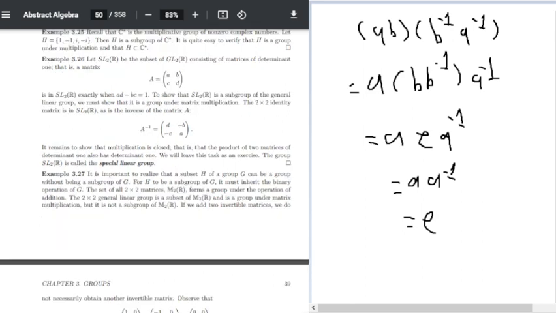Example 3.26. Let SL2 of R be the subset of GL2 of R consisting of matrices of determinant 1.